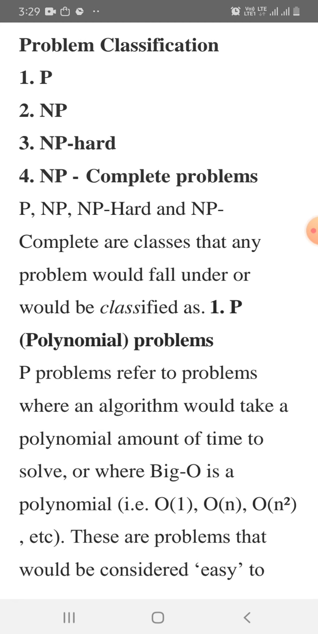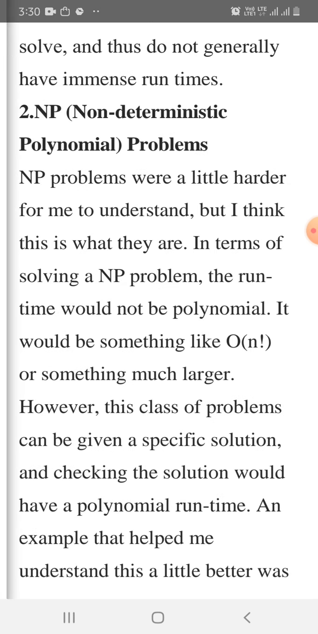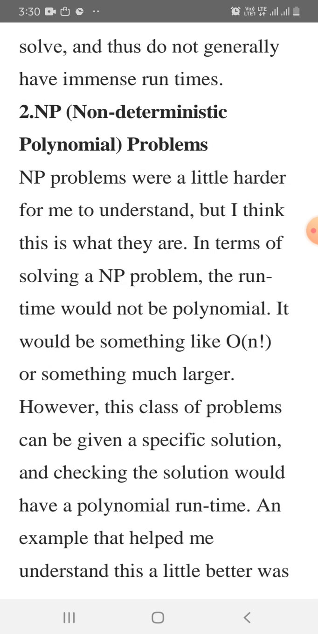as polynomial problem. P problem refer to problem where an algorithm would take a polynomial amount of time to solve, or where big O is a polynomial, that is big O of 1, big O of n, big O of n square, etc. These are problems that would be considered easy to solve and thus do not generally have immense run times. Second is NP, that means non-deterministic polynomial problem.